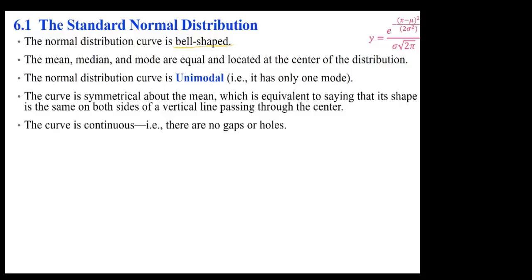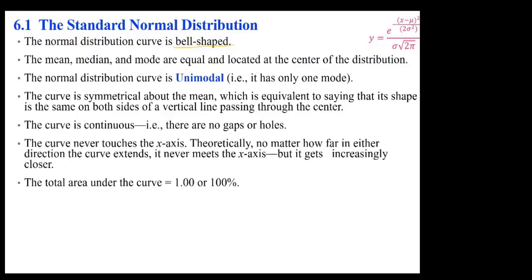The curve is continuous, i.e. there are no gaps or holes. The curve never touches the x-axis. Theoretically, no matter how far in either direction the curve extends, it never meets the x-axis, but it gets increasingly closer. The total area under the curve equals 1 or 100%.